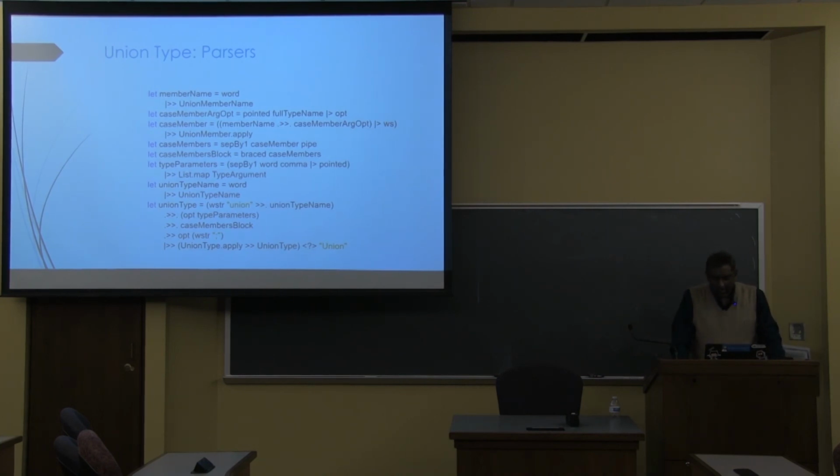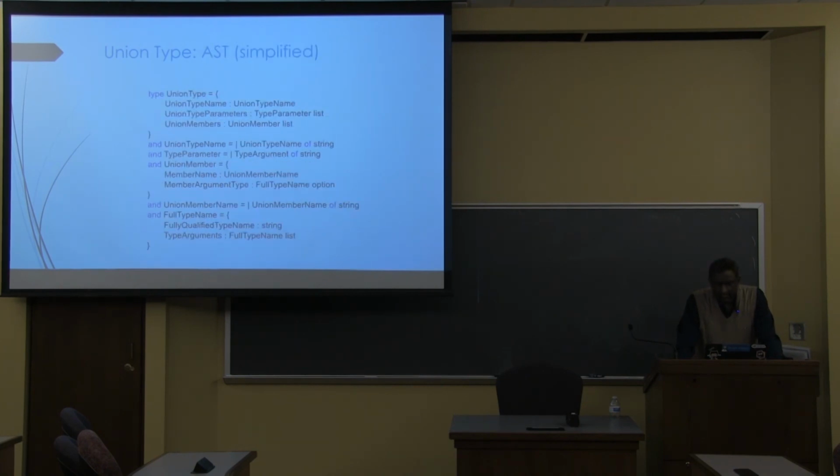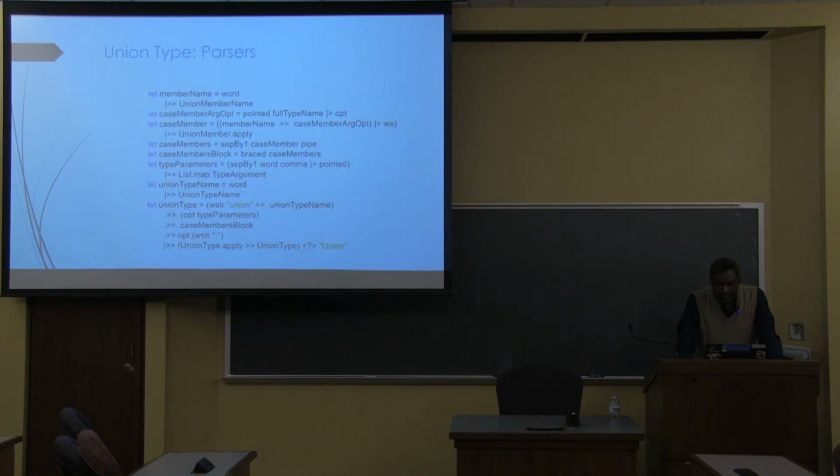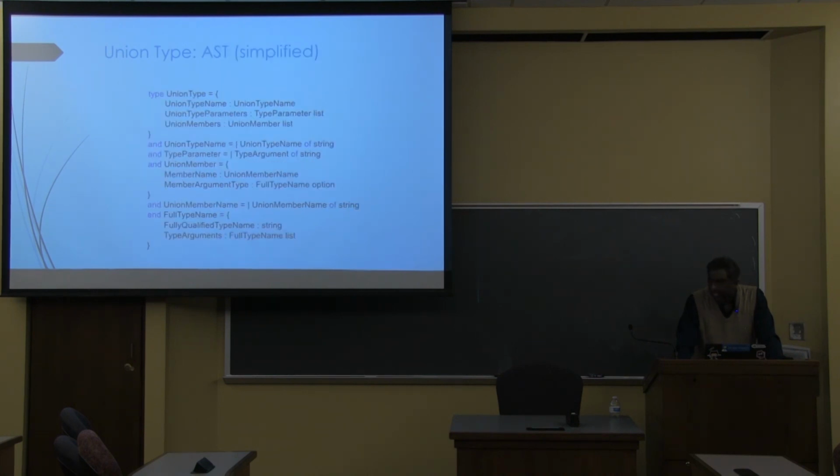So if you think carefully about this, look at the last 6 lines of code and compare it with the AST type that you had there, and you'll realize that there's actually a very clean way of seeing how this code would generate that.